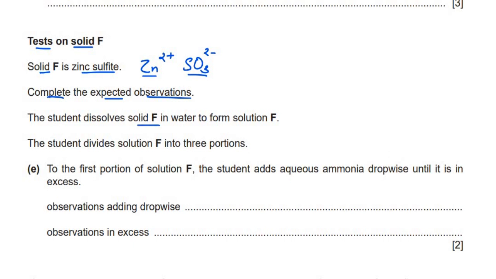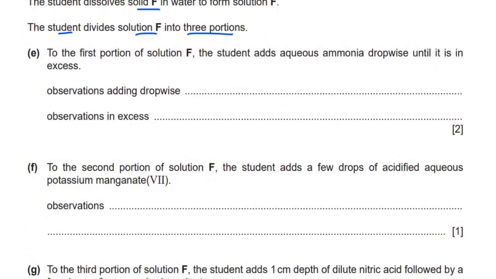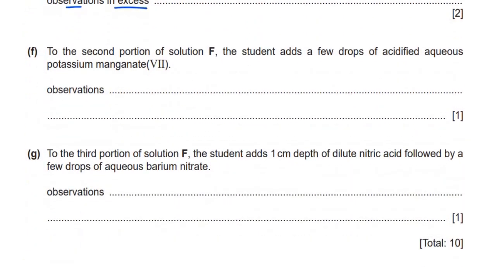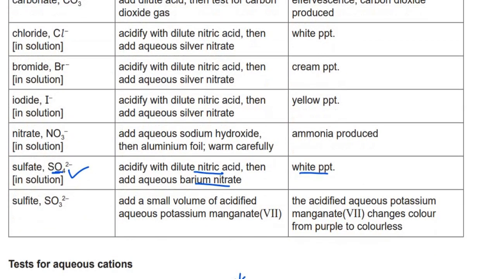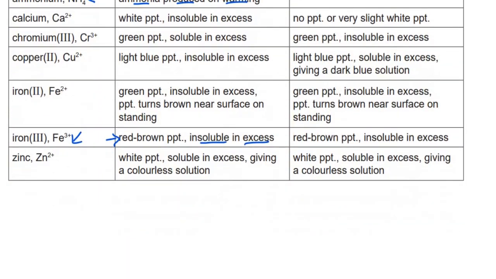The student dissolves solid F in water to form solution F. The student divides solution F into 3 portions. Let's read. To the first portion of solution F, the student adds aqueous ammonia dropwise until it is in excess. Observations on adding dropwise and observations in excess. Now, as I said, NaOH, sodium hydroxide, is a cation test. So let's check the test for zinc. On adding NaOH, we get a white precipitate which is soluble in excess, giving a colorless solution.